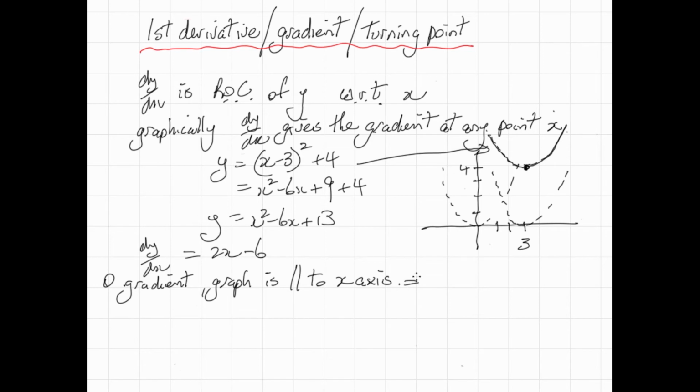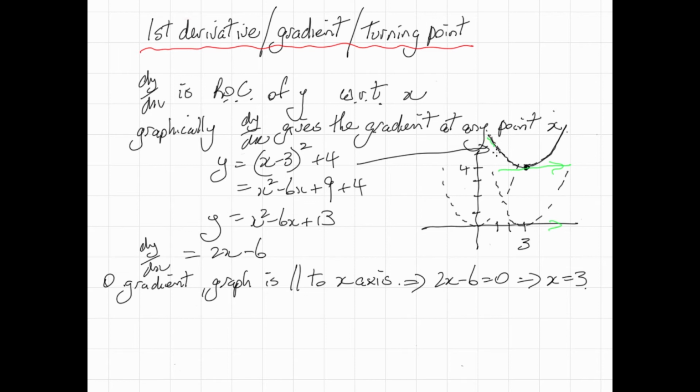So we get 2x minus 6 equals 0, and if we solve for that, take the 6 to the other side, and you get 2x equals 6, divide by 2, and you get x equals 3. Now that confirms what we thought, that if I was to draw the tangent at x equals 3, that line there will be parallel to the x-axis. So that's what we mean by 0 gradient.